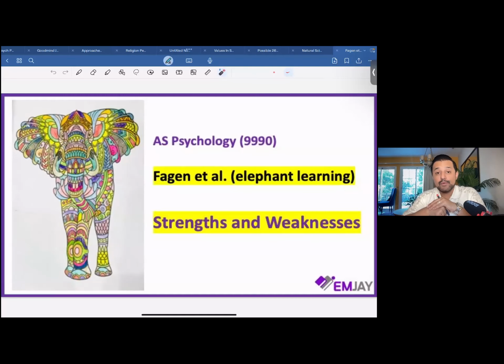Hello, everyone. Today, we'd be discussing the study that was conducted by Fagen et al. in the year 2014. This study was about learning techniques. This study was about positive reinforcement. This study was about operant conditioning.